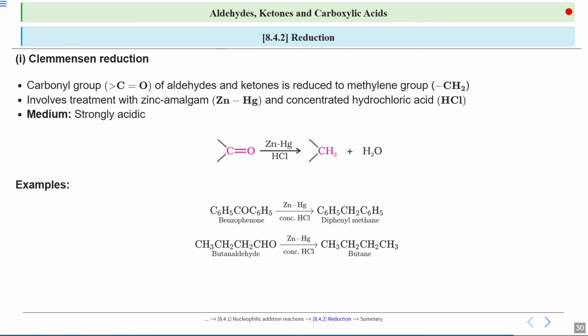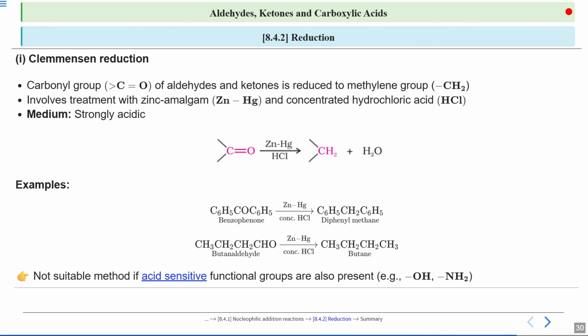Similarly, butanal, which is a simple aldehyde with a 4 carbon chain, is reduced to butane. That is, the carbonyl oxygen is removed, leaving a simple 4 carbon chain, which is butane. So this is the Clemmensen reduction. This reaction shows how the carbonyl group is completely removed, resulting in a saturated hydrocarbon.